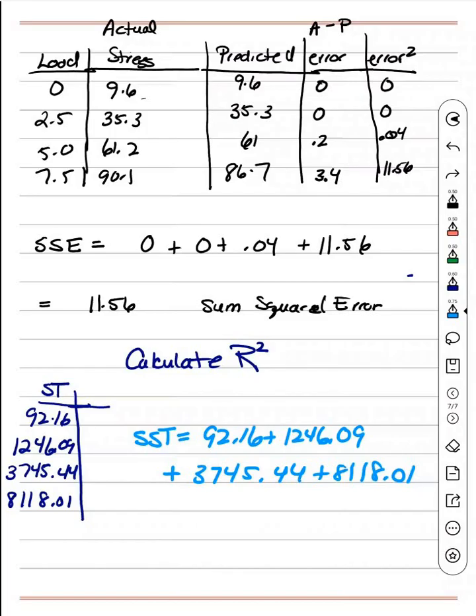1246.09 plus 3745.44 plus 8118.01. And this gives a huge number like that. And r squared is going to be 1 minus SSE divided by SST.